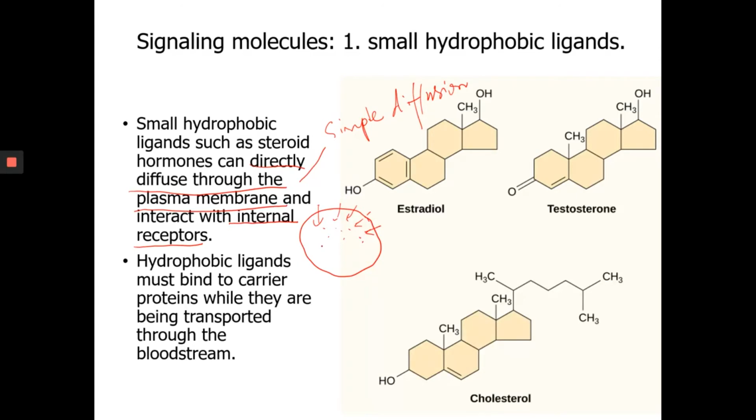Let me just draw something. I'm just going to make up a shape, okay? So these are the receptors, and these receptors are going to be inside the cell. That's because these ligands can get into the cell very easily, so their receptors are inside the cell. All right.